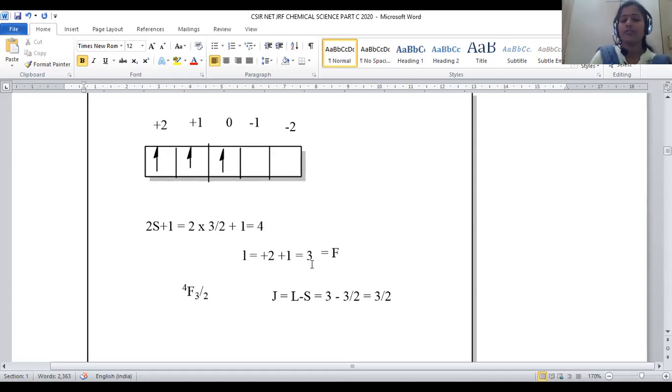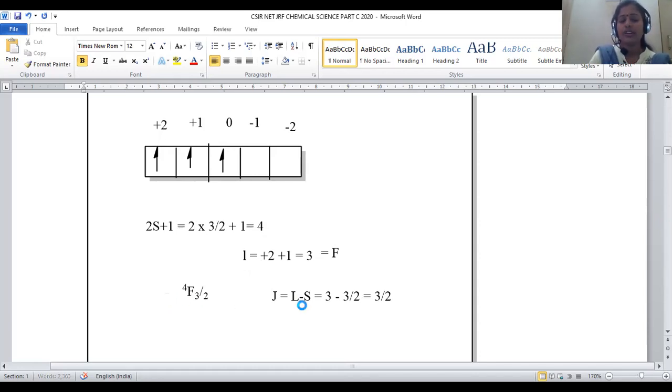L equal to 0 is denoted for s orbital, 1 for p orbital, 2 for d orbital and 3 denotes F. Here the L value is 3, that is why we indicate F as the term symbol. Now let us find the spin multiplicity. How many electrons are there? 3 electrons, each with spin quantum number 1/2, so S is 3/2. Substituting in the formula, 2 into 3/2 plus 1, the 2 cancels, 3 plus 1 becomes 4. Spin multiplicity is 4 and F is the term symbol.